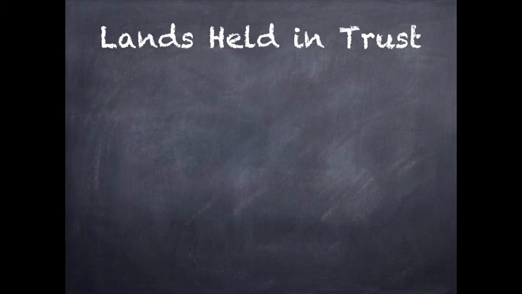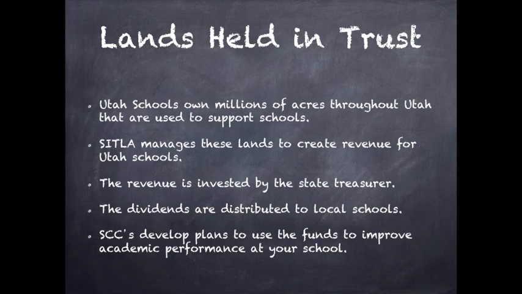There are lands throughout the state of Utah that Utah owns. Actually, Utah school children own. Millions of acres throughout our state that actually are comprised, when consolidated, larger than the state of Connecticut. SITLA, which is the School Institutional Trust Lands Administration, manages those lands and then in turn creates revenue. That revenue is invested, not actually by the state treasurer anymore, but by a state committee that oversees those funds. And then the dividends are distributed back to local schools. The school community councils then develop plans to use those funds to improve academic performance at their local school.